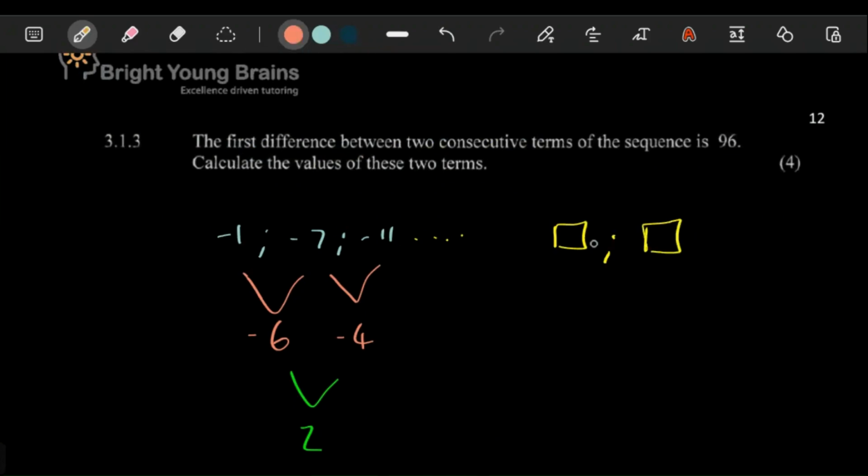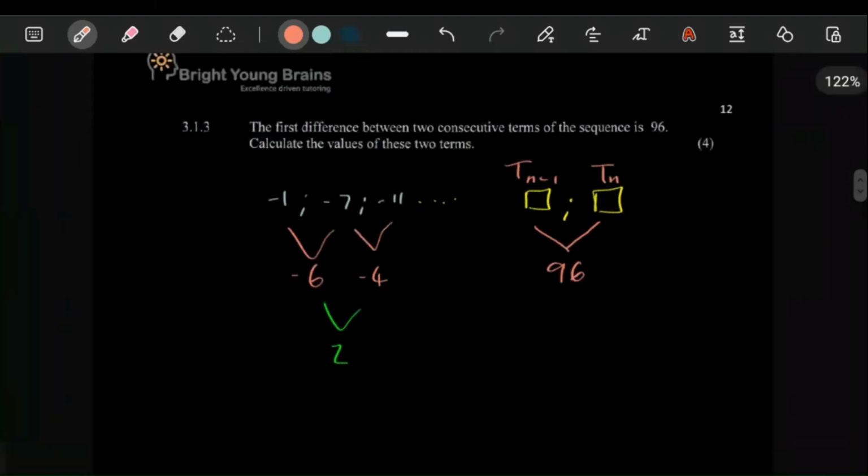Now they said the first difference, which is this difference here, right? The first difference between two consecutive terms, which is this term over here, whatever it may be, and this term over here, whatever it may be. This term here and the one before it. They are saying the first difference between two consecutive terms is 96. So it means that this value here is 96. You see? Then they say calculate the value of these two terms.